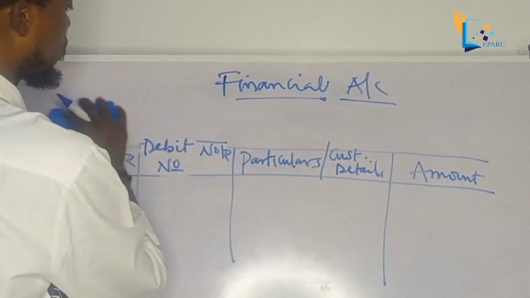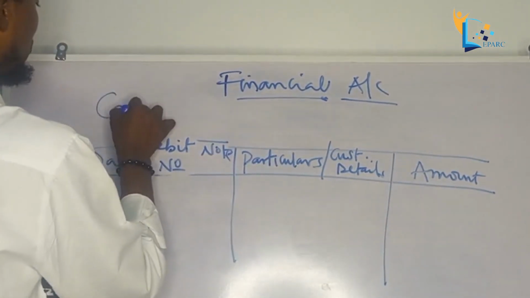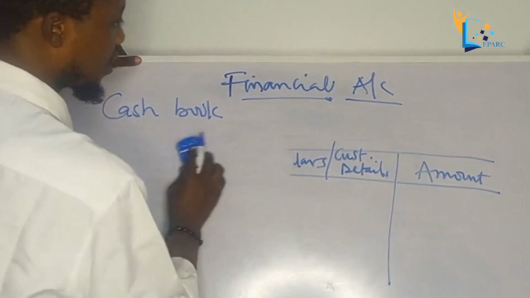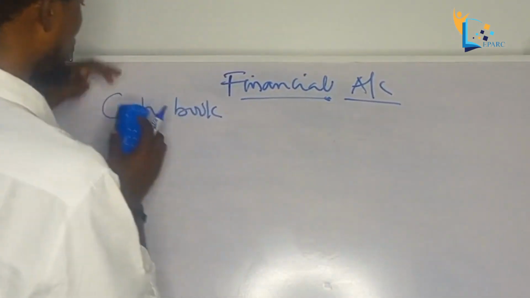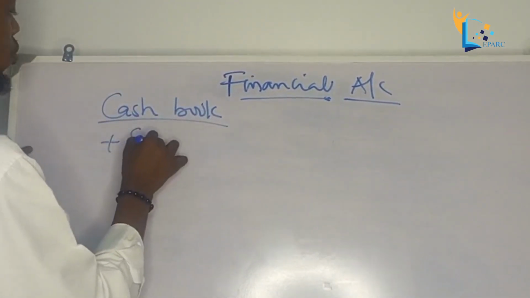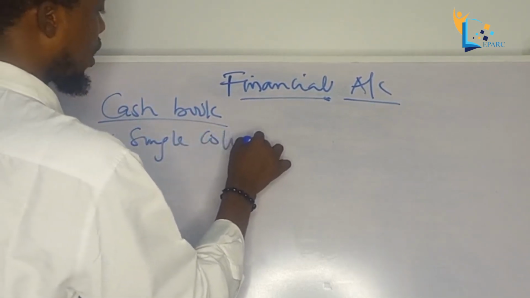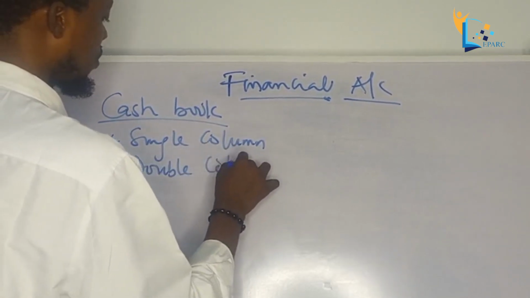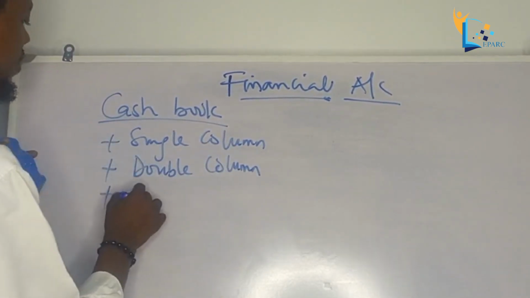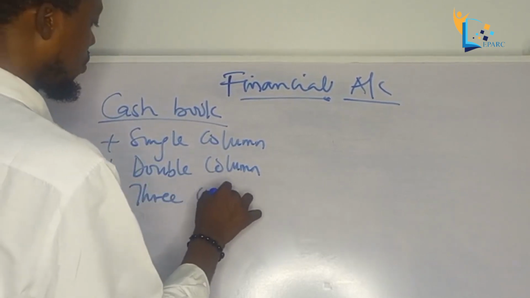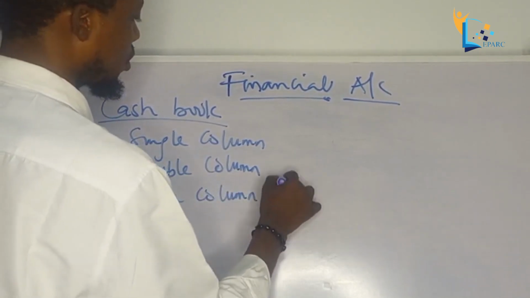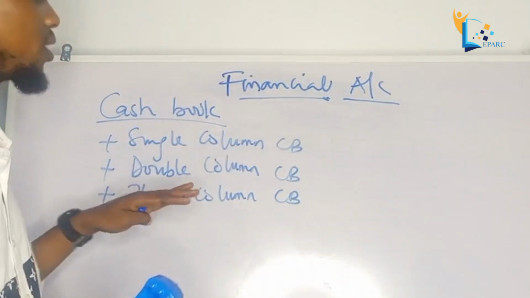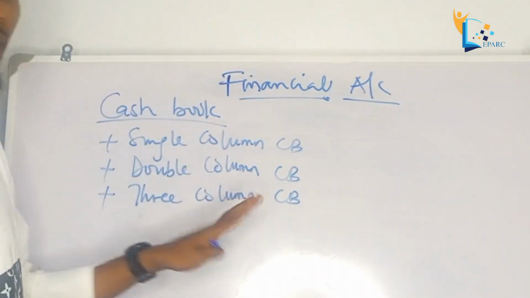Then for the cash book, it's quite different. For the cash book, we have the single column cash book, the double column cash book, then the 3-column cash book. And let's see how the format looks.